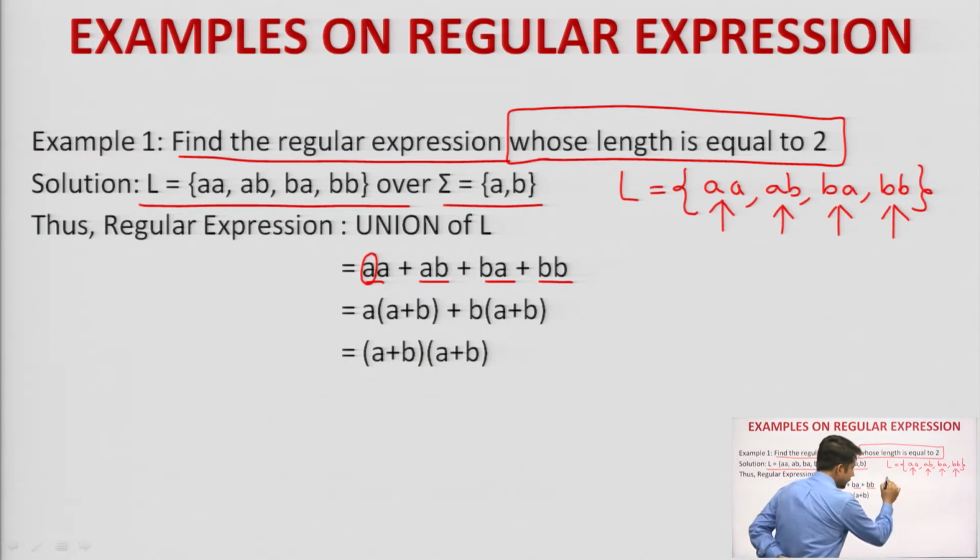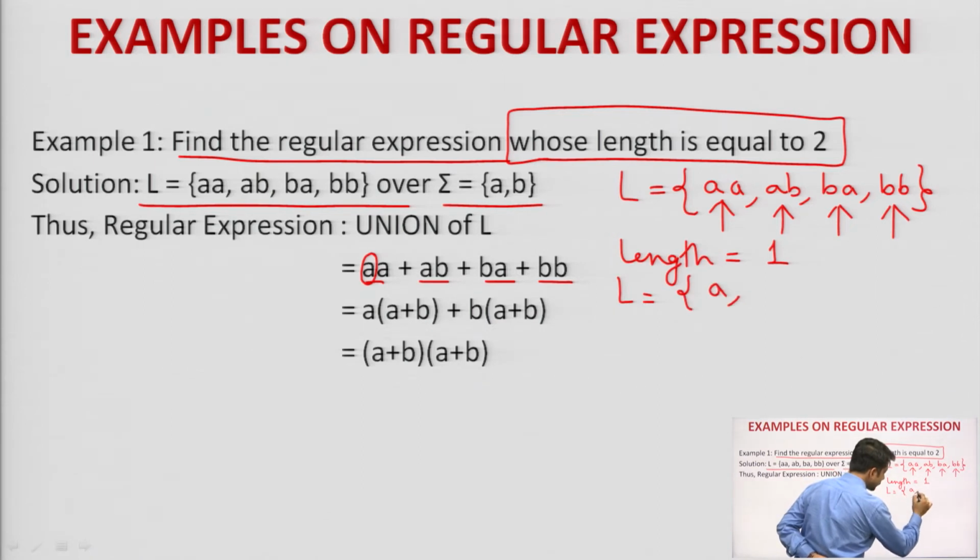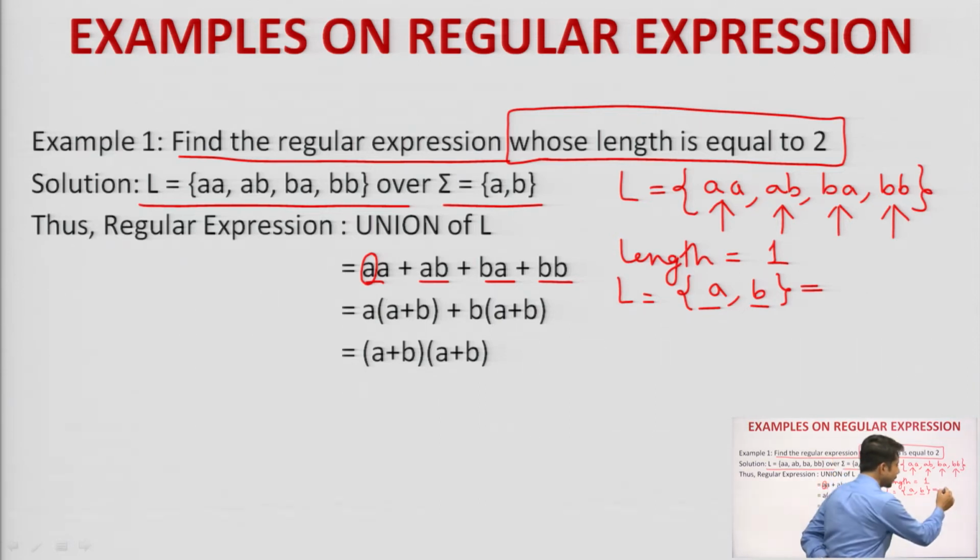See, if the length is equal to 1, what will be the language? The language will comprise A and B. Do you agree with this point? I will not get the response, but still yes, you agree with this point that length equal to 1 means A and B will be the total number of elements present in the string, correct. Now, if you want to write an expression for this, what will be the operands over here? Operands will be A and B. What will be the operator? Plus.